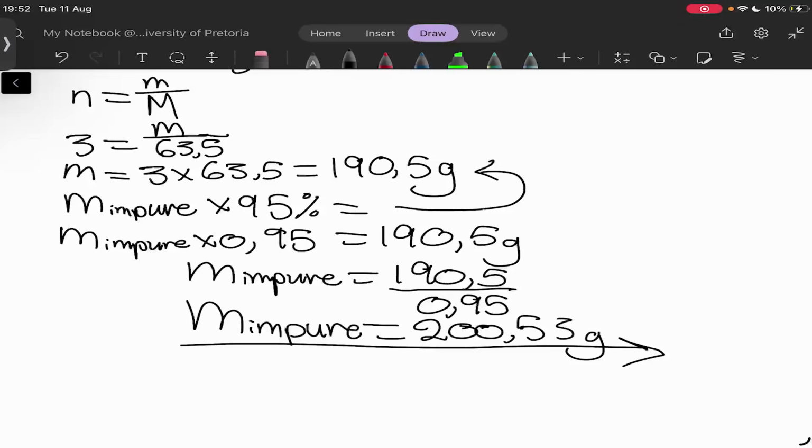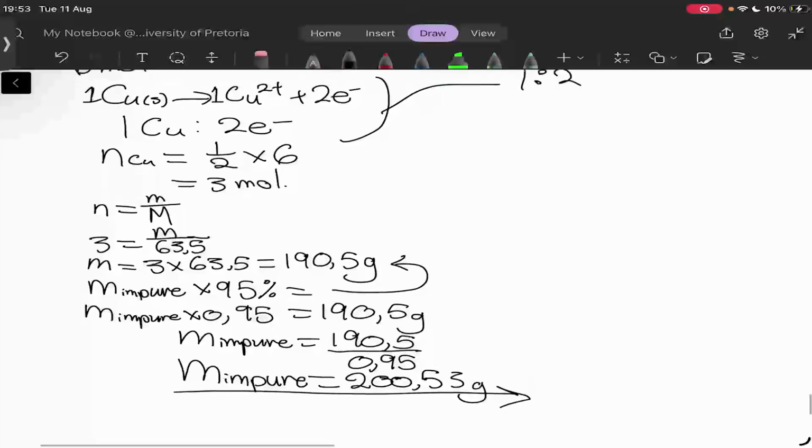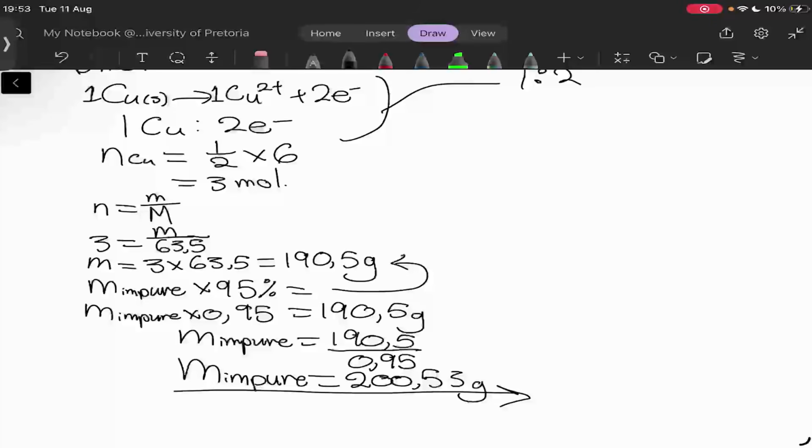And now to get the mass of impure, I divide 190.5 by 0.95, and I see that my mass of impure is greater than the actual mass of copper contained within it, which makes sense. If I have, I don't know, maybe jewelry. Let's use silver, right? Sterling silver is 92.5% silver, if I remember correctly.